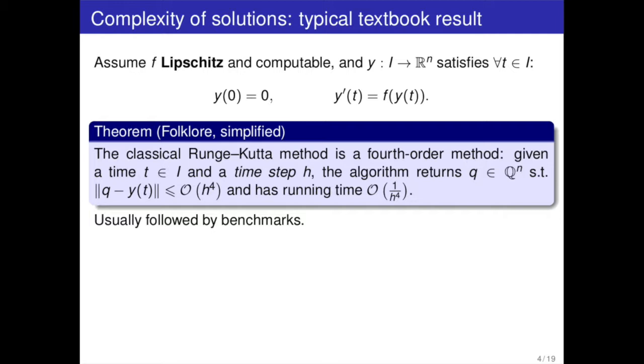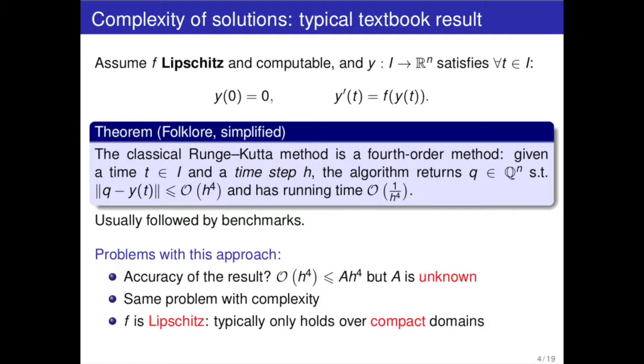So that's the problem. If you just know that, you don't really know much. You know it works eventually, but you don't know much in practice, because the accuracy of the results is this big O. It means there's a constant A such that the bound here is less than A times h to the 4, but the theorem doesn't give you A. So for any concrete h, the algorithm gives you something, but you have no idea whether the result is correct or not. You don't even know the distance between this and the actual result.